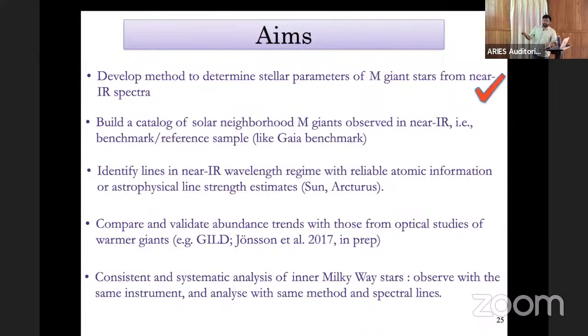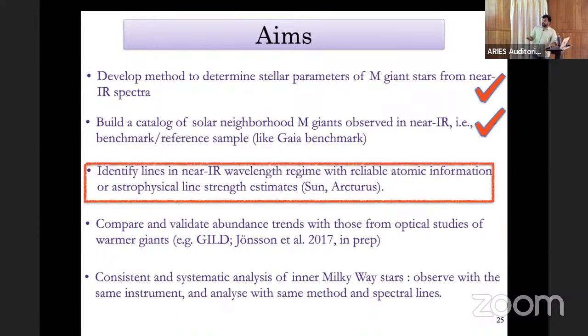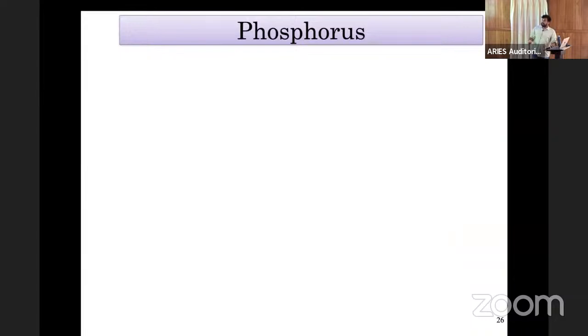we have developed a method to determine stellar parameters. We have built a catalog of solar neighborhood M giant stars, which are 50 in number. And the next step is to identify lines in the near-infrared wavelength regime. And for this, we explored a number of lines. I've started off with the work we have done on phosphorus.